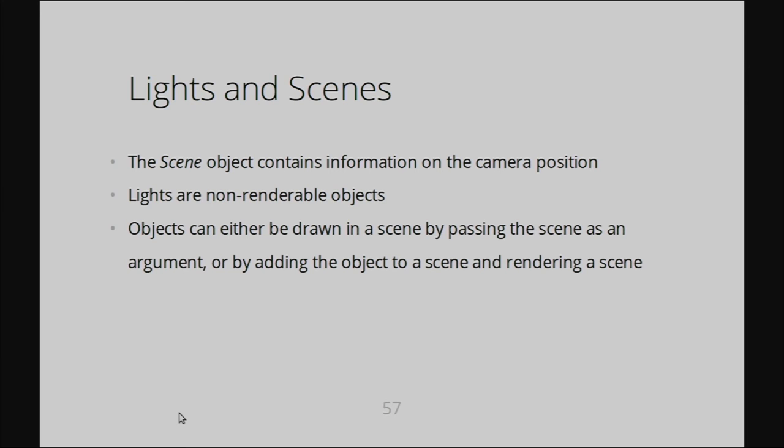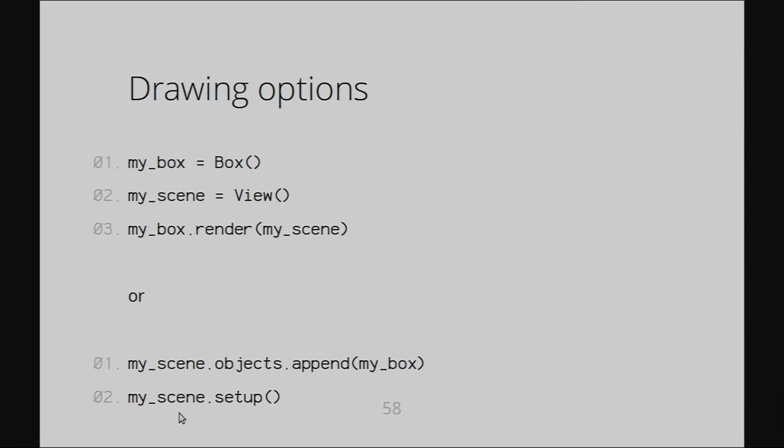The objects can either be drawn into the scene by passing them to the scene, as the scene has a list of objects. You can either add the object to that list, or you can pass the scene to the object's draw method. Just to clarify what I mean, I have a box and a scene. I can either render the box in the scene by passing scene as an argument to render, or by appending the box to the scene and then setting up the scene.